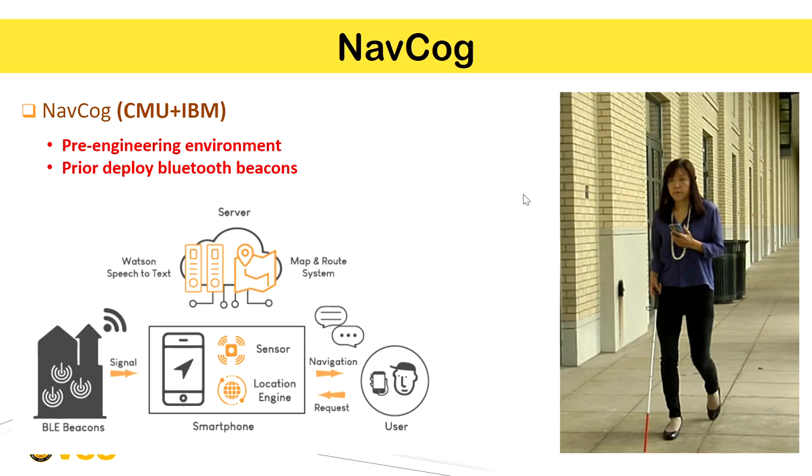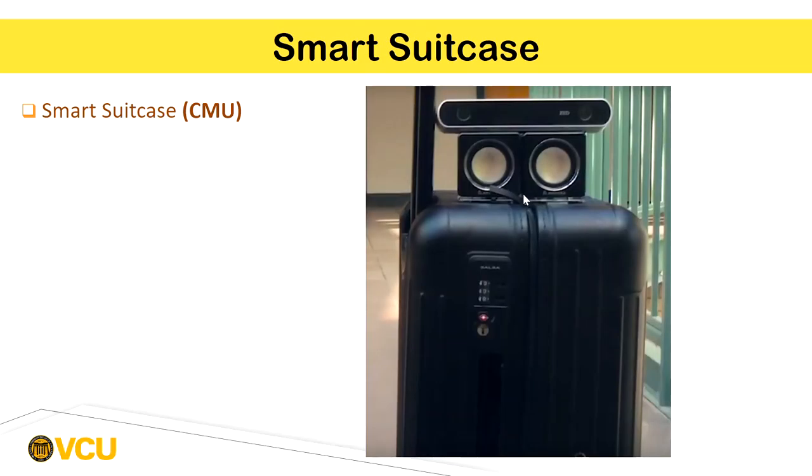So as far as I know, this system has been deployed only in certain areas like the CMU campus and the Pittsburgh airport. So if you in the future get a chance to take off from the Pittsburgh airport, you may see someone holding an iPhone or following some audio feedback, and you may not be surprised about what they are doing. And also in certain shopping malls or hotels, they have deployed this system.